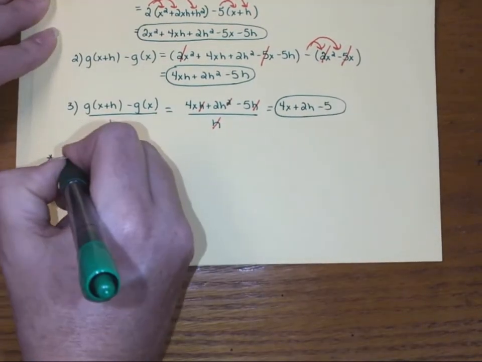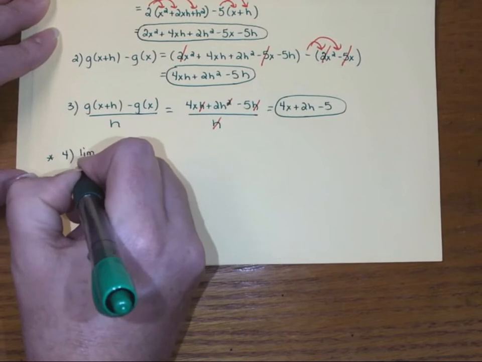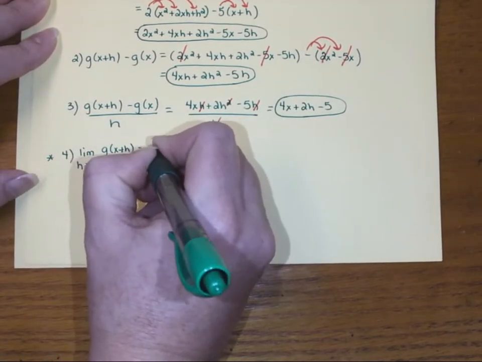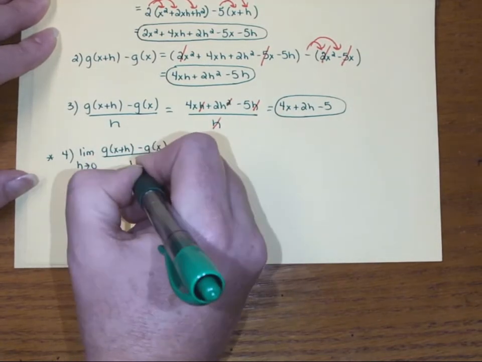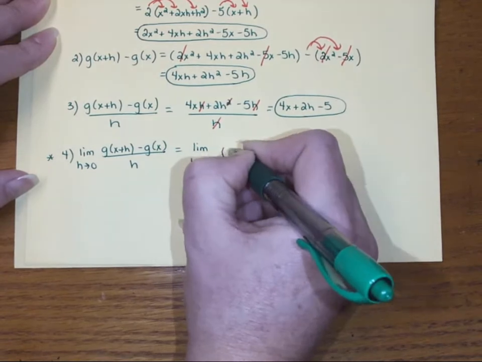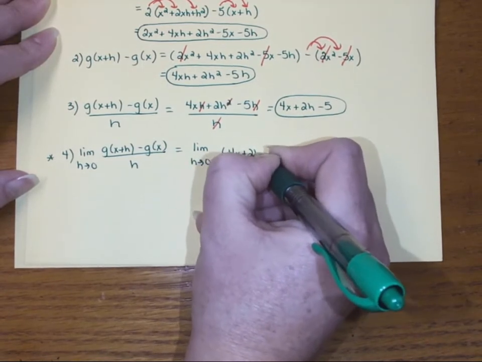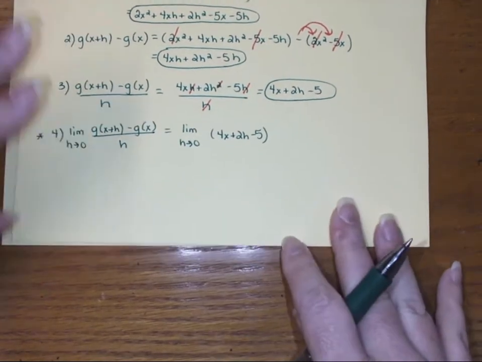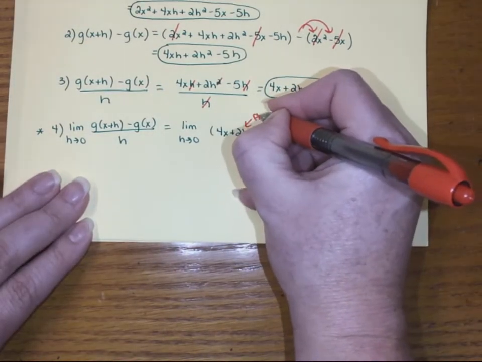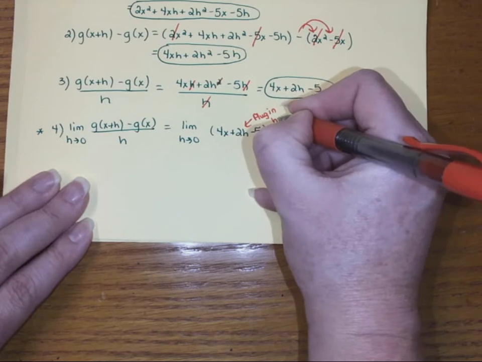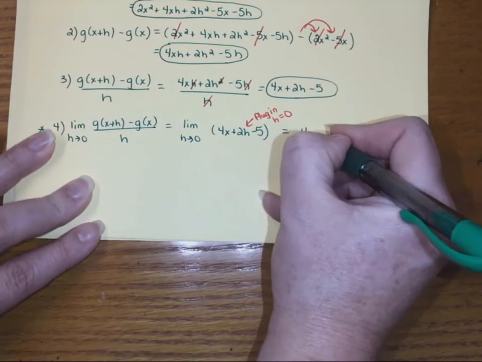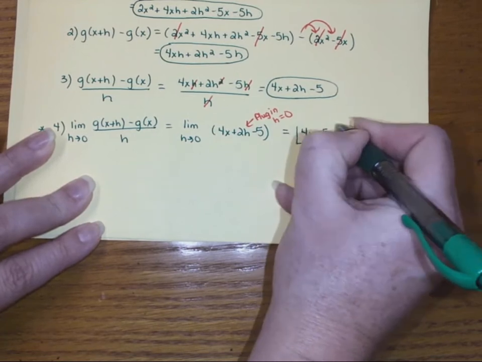All right, so lastly, and we should have our result, the limit as h approaches 0 of g of x plus h minus g of x all over h would be the limit as h approaches 0 of what I just got in step 3. Okay, so notice now we are free to plug in 0. And notice when we do that, the middle term goes away, right? So we're just left with 4x minus 5.